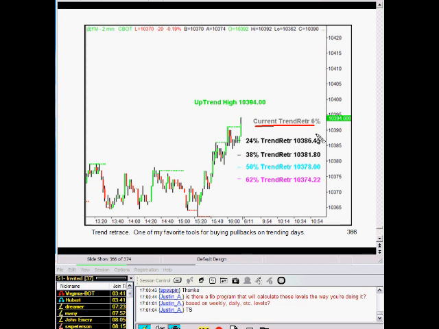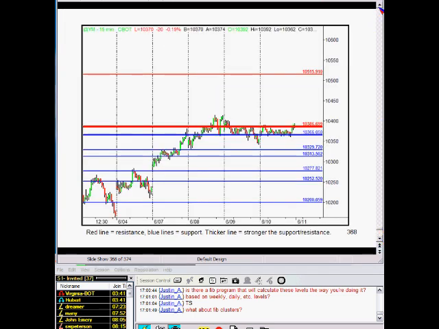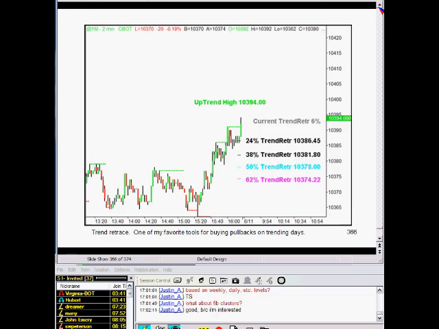Is there a fib program that will calculate these levels the way you're doing it based on weekly data, etc.? We are actually designing our own in-house that works the way that I use them, and it should be out in the next 2 to 4 weeks, and it'll work with TradeStation first, and then it will work with eSignal. I'm doing it for TradeStation first because I've got more TradeStation programmers on staff than I do eSignal.